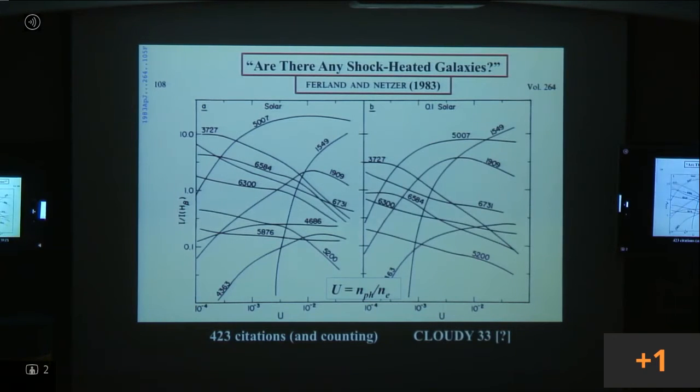This is figure 1 of the paper, which shows the line ratios with respect to H beta, and the various strong optical and UV lines. I don't know if this was Cloudy 33, Gary. Do you know?